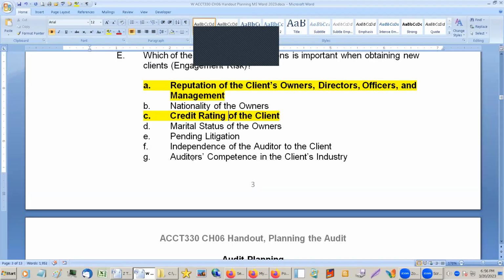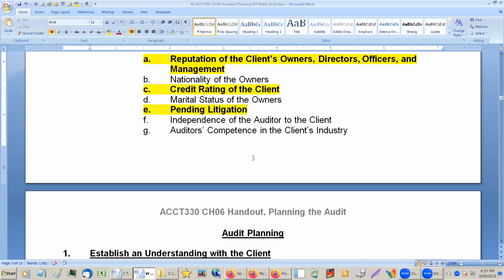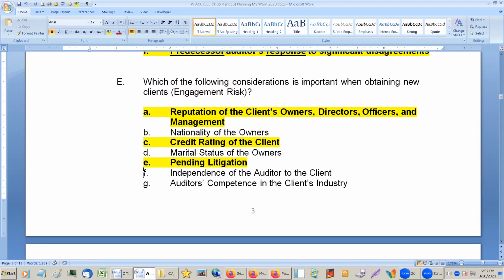Marital status of the owners. No. Pending litigation. Yes. Litigation is, and it could be, depending on who is suing who. Independence. Yes. Yep, it's all chapter 3 stuff.